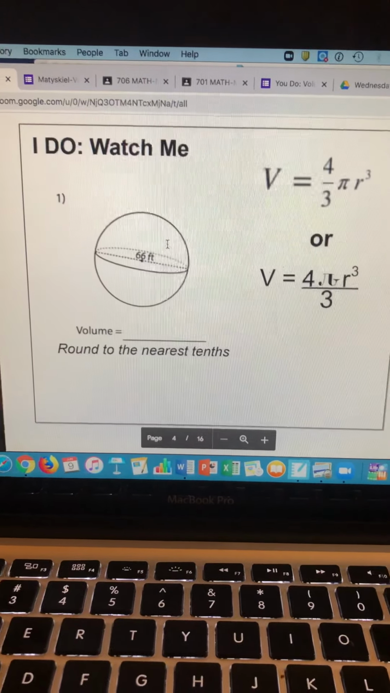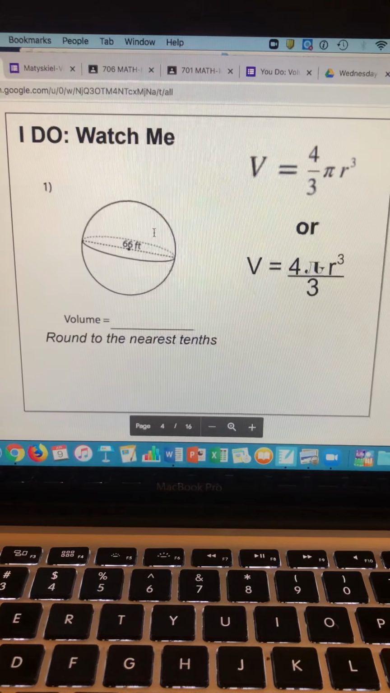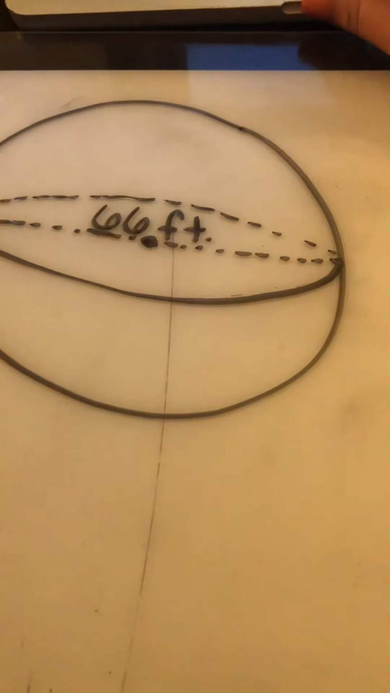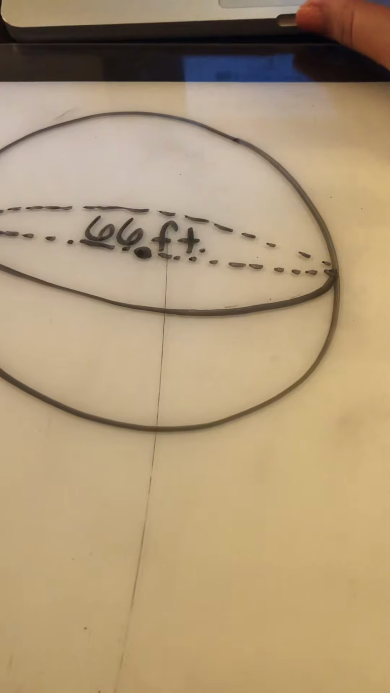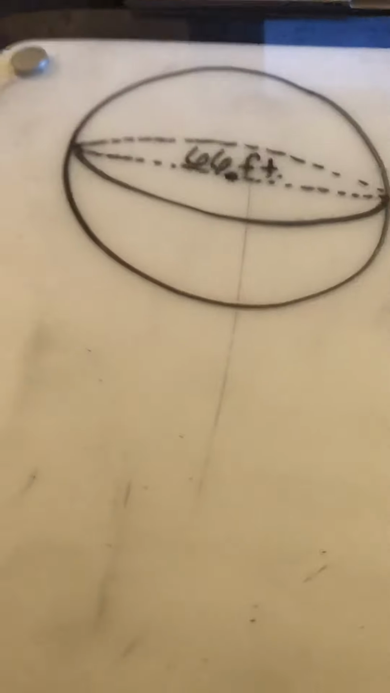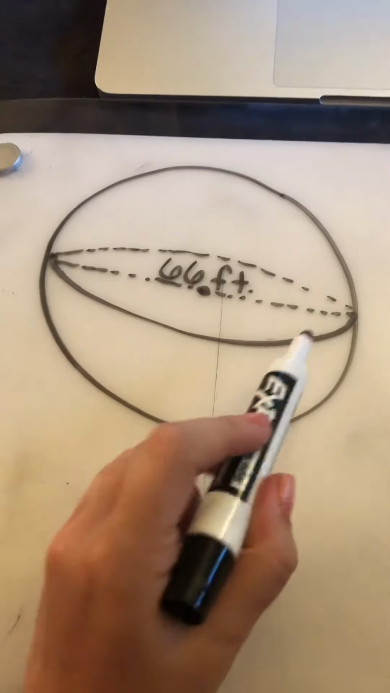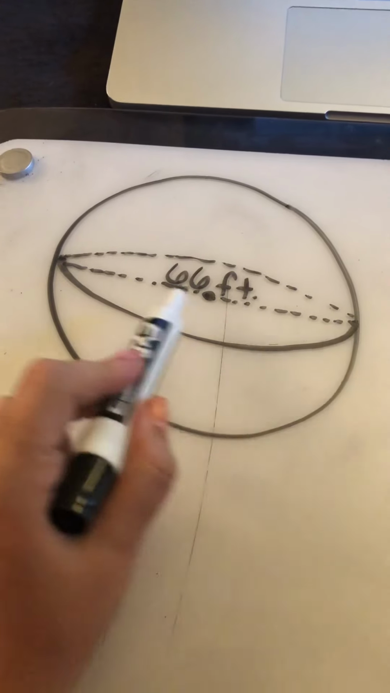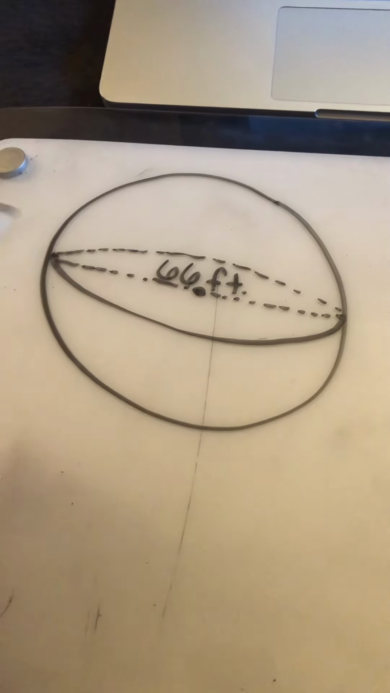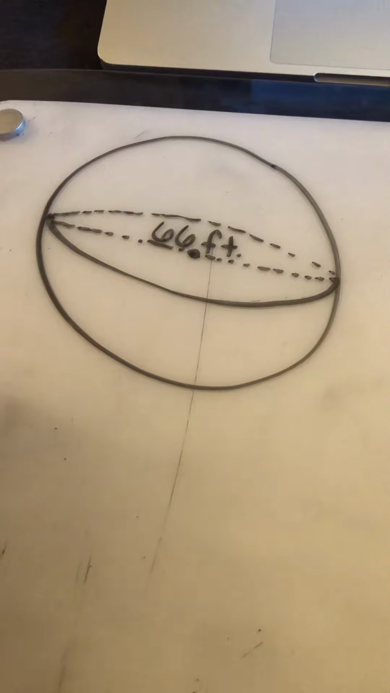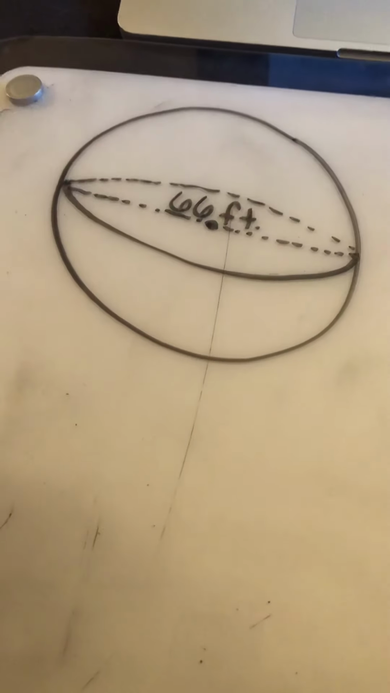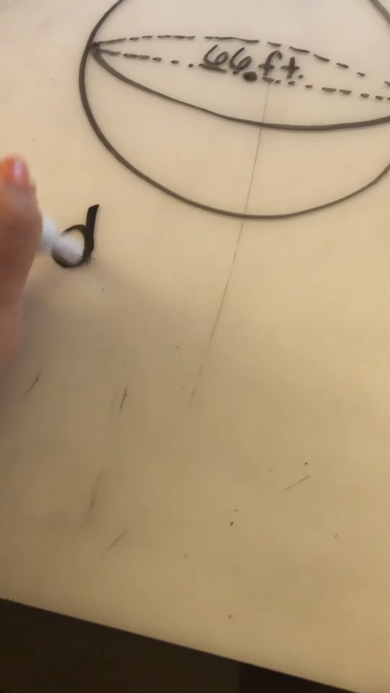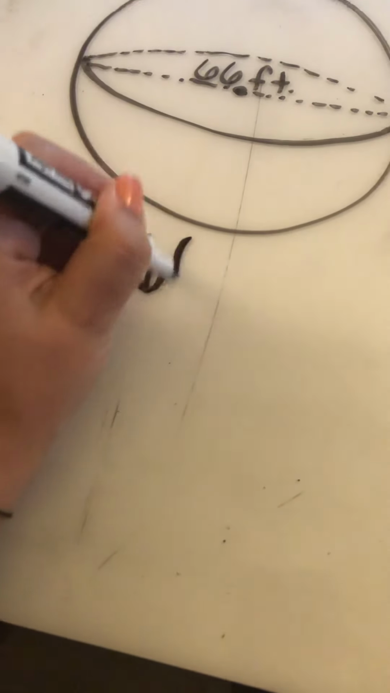All right, so the first question is provided here, and I'm going to walk you guys through it just so you can see how to do this at home. So we are given a sphere, and in our sphere we're given a diameter because the length is going from one side of the circle through the center to the other side of the sphere, right? And that circle that's in the middle. So I'm going to list the information like always as our step 1. So my diameter is 66. And we are looking for the volume.